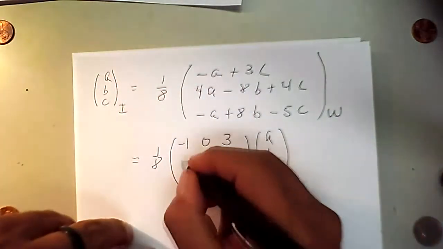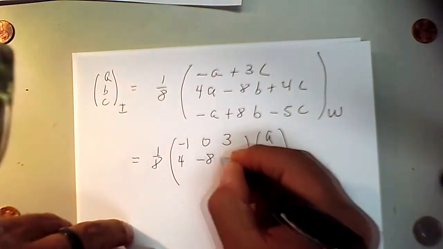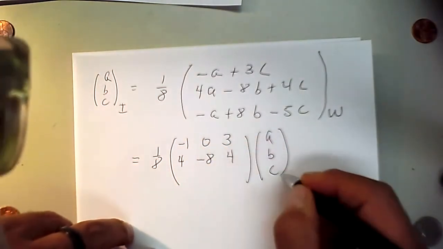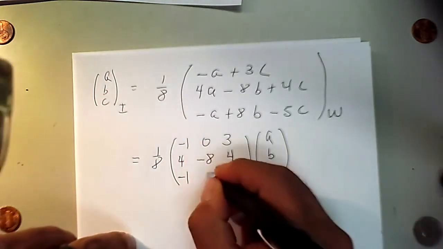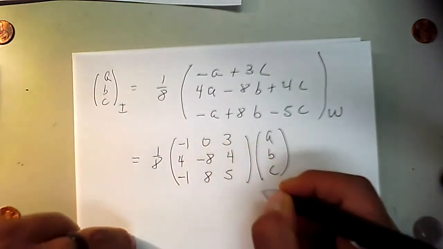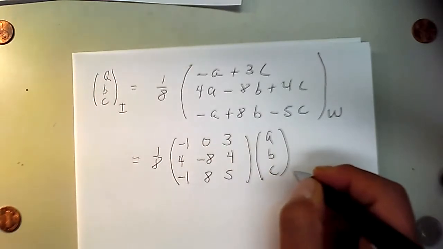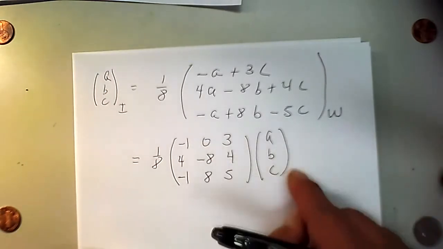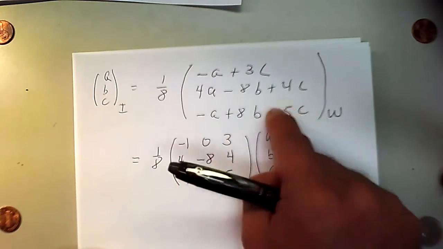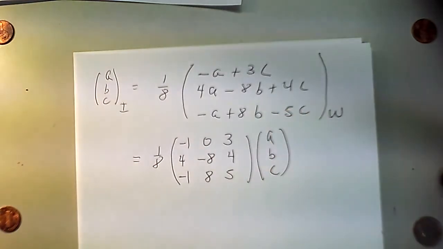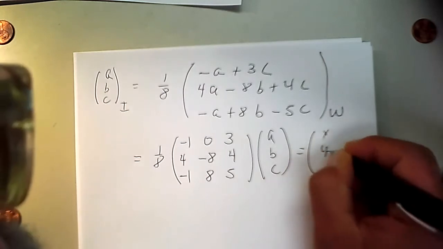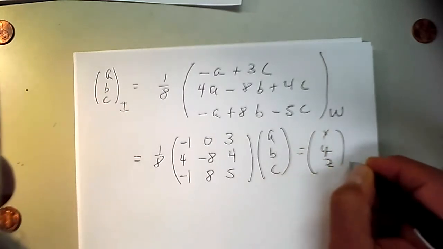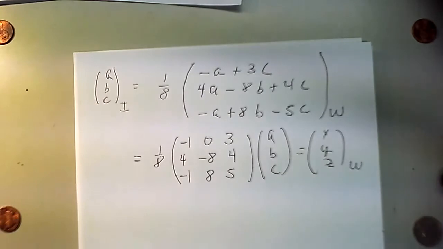4, negative 8, 4, negative 1, 8, 5. Yep. And that will give us the coordinates in the weird basis. So that is equal to X, Y, Z, which are the coordinates on the weird basis.